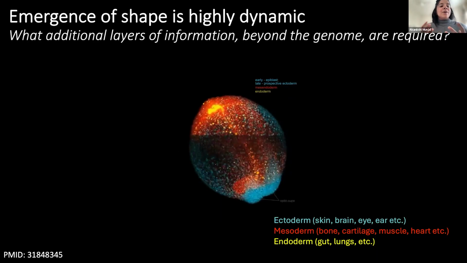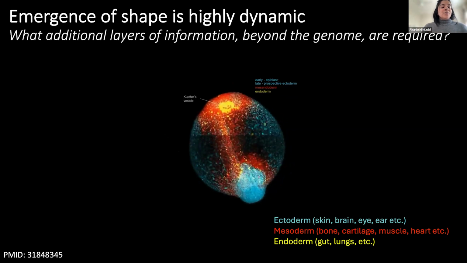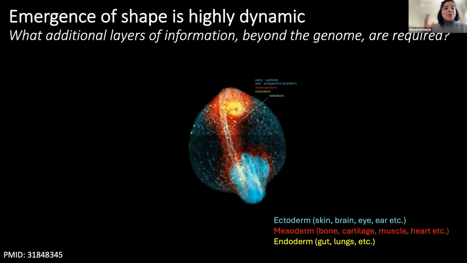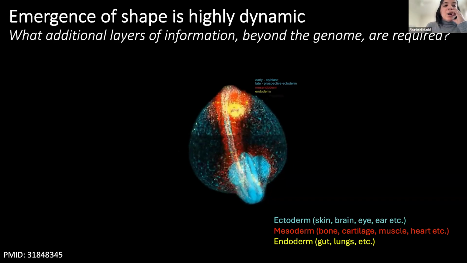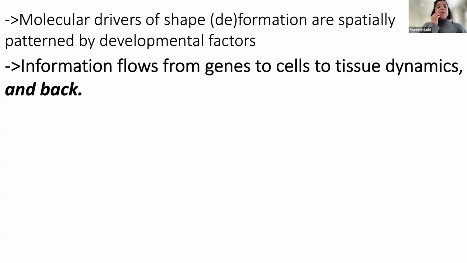In essence, the question that we can ask is, beyond the genome, what additional layers of information are required for the cells to organize into a functional shape? So we can think about the first part that I discussed, that you have these molecular drivers spatially patterned by developmental factors as the first principle of tissue morphogenesis. And the second principle is that we know as a community now, and it's not going to come as a surprise, that of course there is feedback. So information is flowing from genes to cells to tissue dynamics and back.